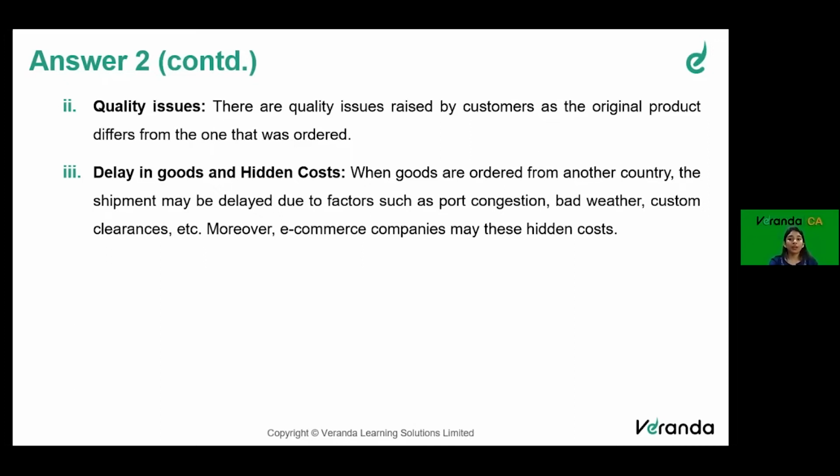When goods are ordered from another country, the shipment may be delayed due to port congestion and customs clearances, and all these costs we may not even know what they are. They will add that to our product. Delay in goods and hidden costs. So here 2 points are getting covered. One is delay in delivery: I'm ordering something and it's coming after 7 months. The other is hidden costs: the price that I saw and ordered is much different than the actual price when it arrives in my house.